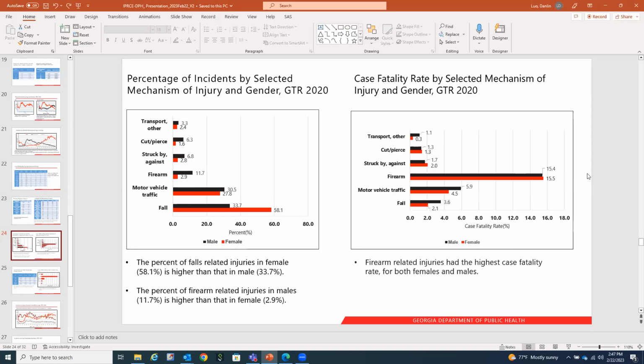The right figure shows case fatality rates by selected mechanism of injury. Look here, this is firearm. So you can find firearm-related injury had the highest case fatality rate for both female and male.